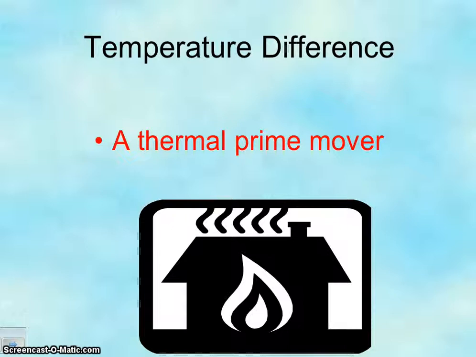Now, what that means is that you can't have the same temperature if you want thermal energy to move. You have to have two different temperatures. Like, for example, it's cold outside and it's warm in the house. So you're going to have a temperature difference so that the heat is going to flow towards the cold. Okay, so that's what they mean by temperature difference. They can't be the same temperatures.